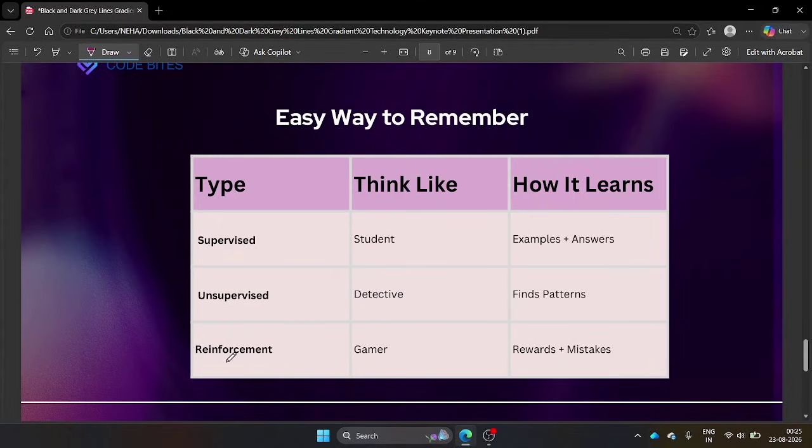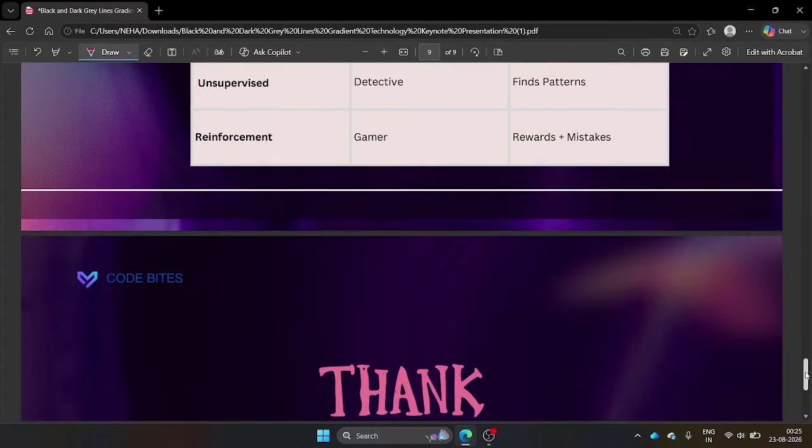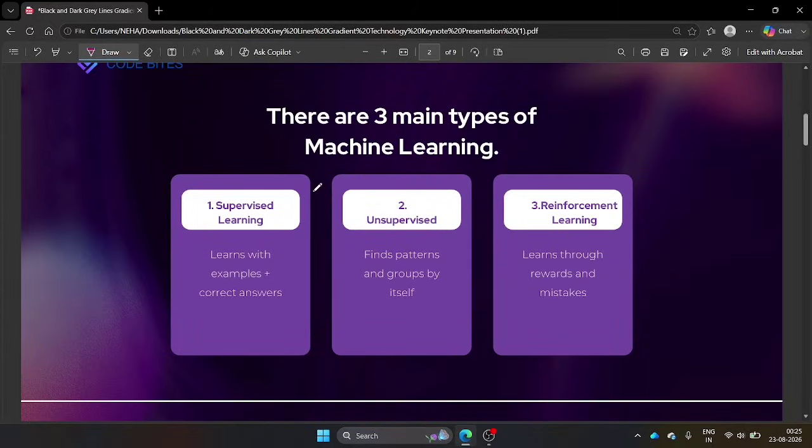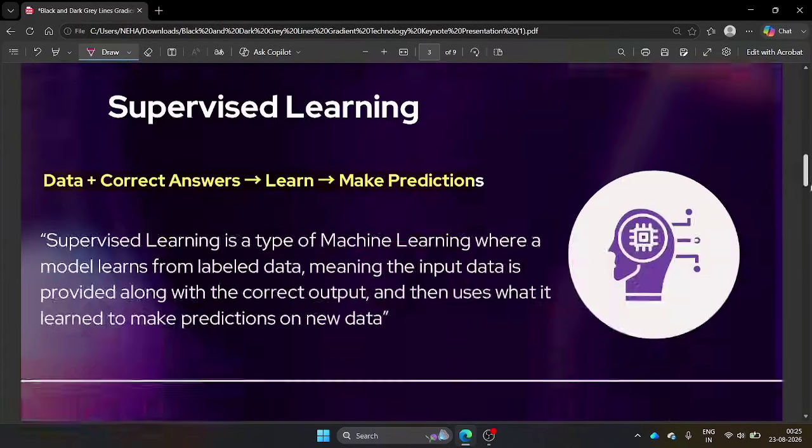In reinforcement learning, the model learns through interactions. The main goal is rewards or penalties. Imagine a gamer or AI robotics. Here also some algorithms will come, for example Q-learning, which we will learn in the upcoming class. So this is about the types of machine learning, how the machine learns in three different ways: supervised learning, unsupervised learning, and reinforcement learning. Learn with examples and the correct answer, find patterns and group by itself, learn through rewards and mistakes. These are the types of machine learning.